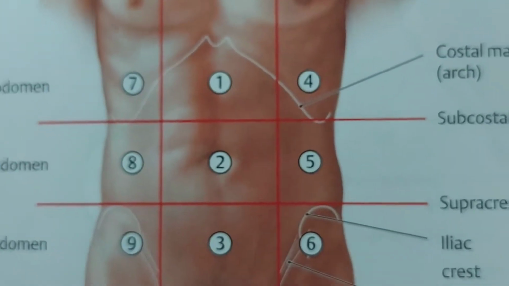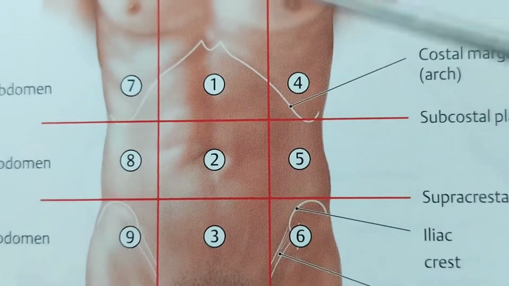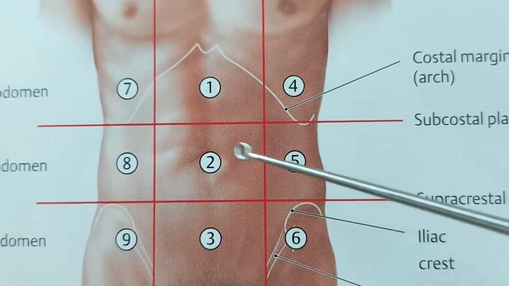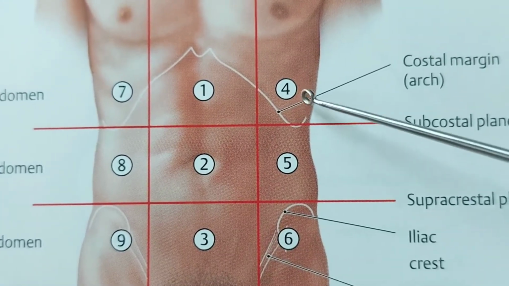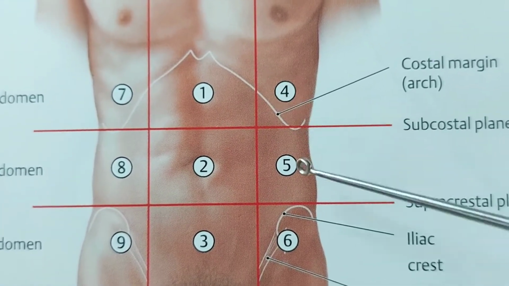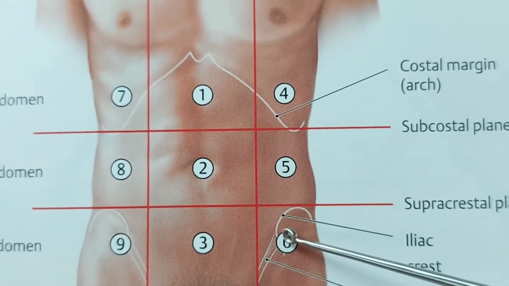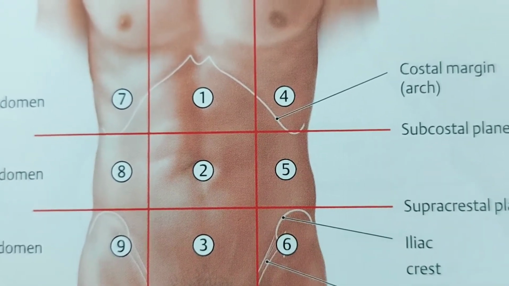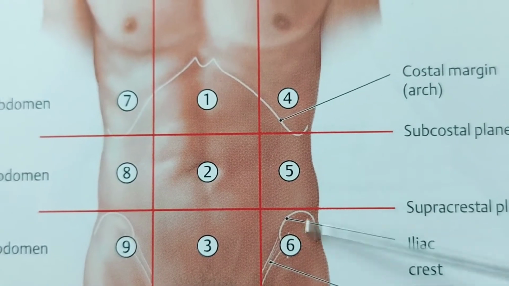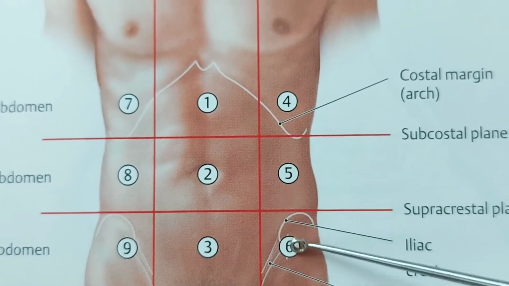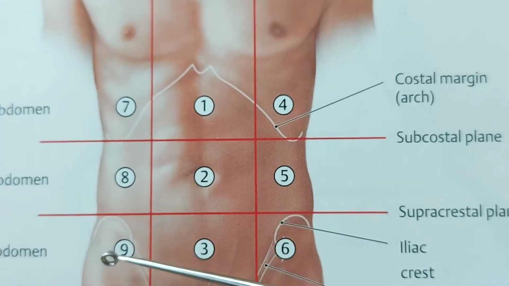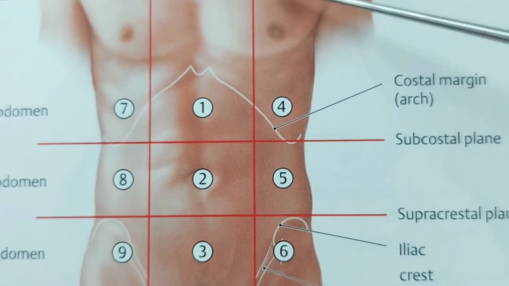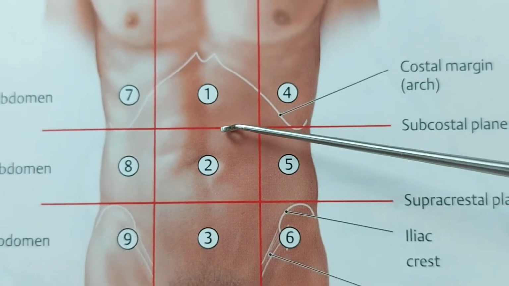Here we see 3 central regions. This is the epigastric, this is the umbilical, and this is the hypogastric. And this is the hypochondriac, this is the lumbar, and this is the iliac or the inguinal. This is the left side, and this is the right side. This is the hypochondriac, lumbar, and the iliac. These are the 9 regions of the abdomen.